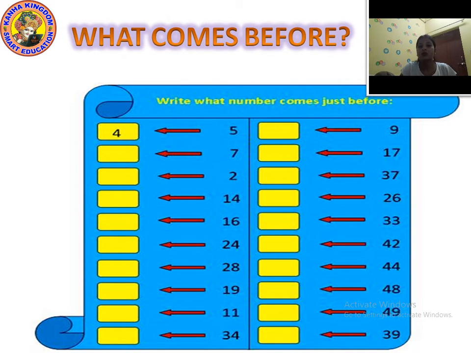Now the next number is 14. To find out what comes before 14, let's start counting from 11. 11, 12, 13, 14. So which number comes just before 14? 13, right? So we will write here number 13.